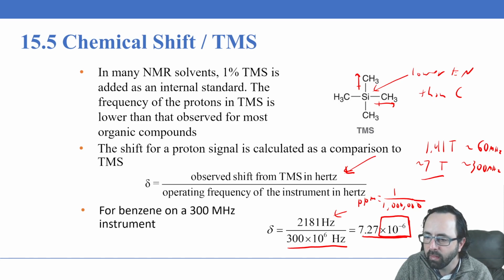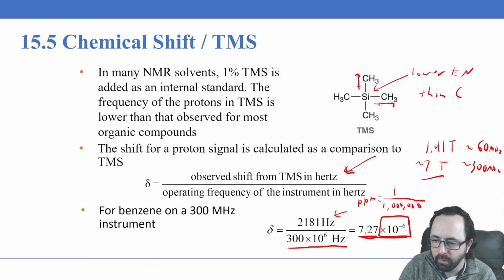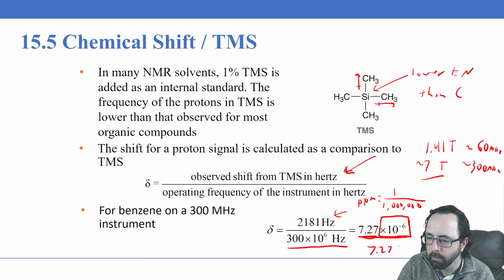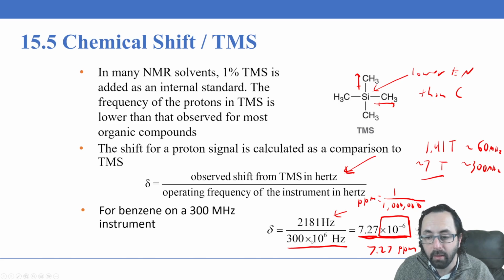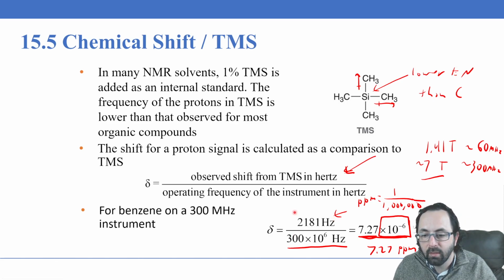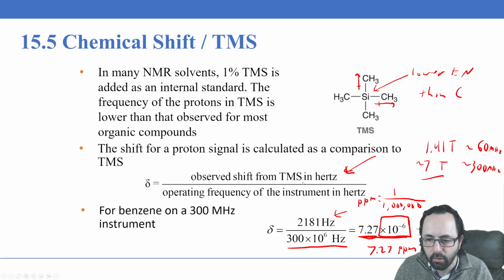And so that gives us a nice round number for our chemical shifts, which end up being like this would be 7.27 parts per million, which is the way we express these. And because the frequency absorbed and the frequency of the instrument are directly proportional to one another, we'll have the same chemical shifts no matter whether you were using a 60 megahertz instrument or a 300 megahertz instrument.